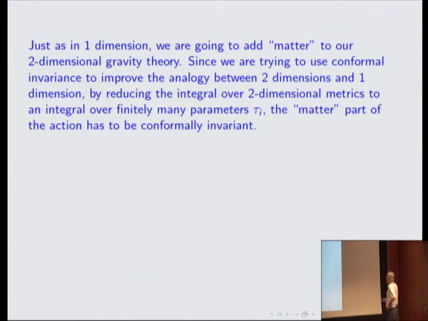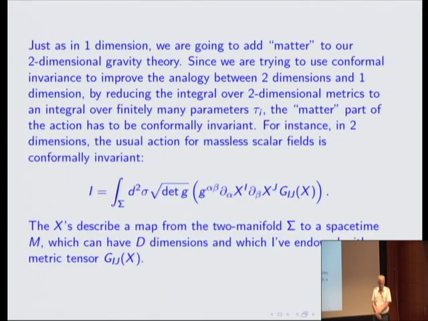Since we're trying to use conformal invariance to improve the analogy between two dimensions and one dimension by reducing the integral over two-dimensional metrics to an integral over finitely many parameters, tau I, the matter part of the action has to be conformally invariant. Now, in field theory, the matter fields we introduced were fields X that describe the motion in space-time. So we tried to do the same in two dimensions, and something nice happens. It works without any trouble. The usual action for massless scalar fields in two dimensions is conformally invariant.